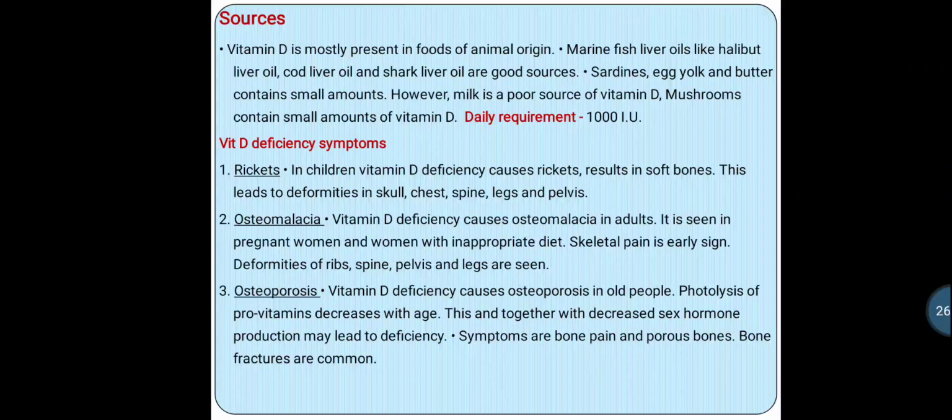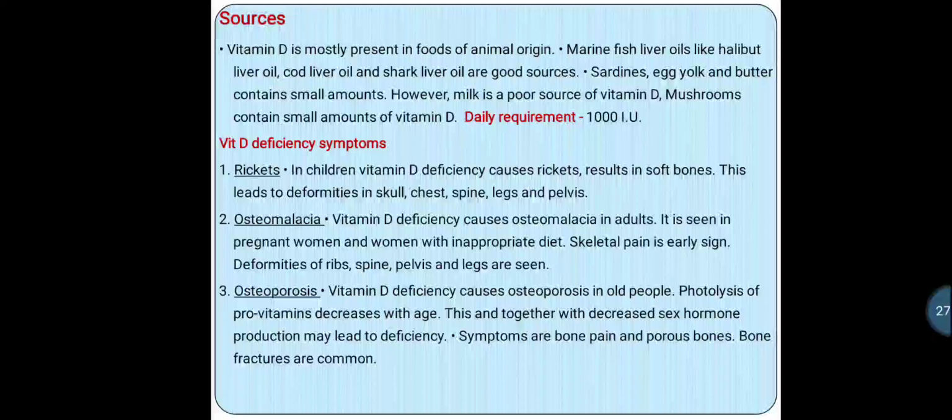Again, the milk is also a poor source of vitamin D. Then the mushroom contains a small amount of vitamin D. Okay, all these are the sources of vitamin D. Again, the daily requirement of vitamin D is 1000 international units daily for a healthy adult.